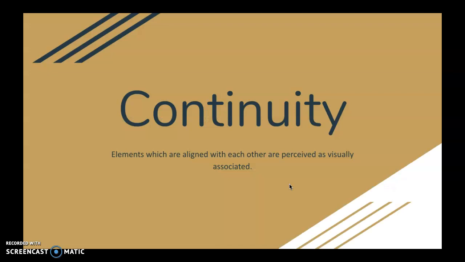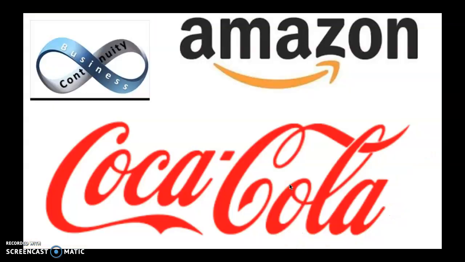Alright, next we have continuity. Elements which are aligned with each other are perceived as visually associated. So, like here in this logo, it's the business continuity logo, and you see it just keeps going on and on. It takes your eyes with it. So you'll say business, and then you go over continuity. Of course, if you follow it, you'd be reading continuity backwards, but you know what it is. Your eyes will adjust and let you know.